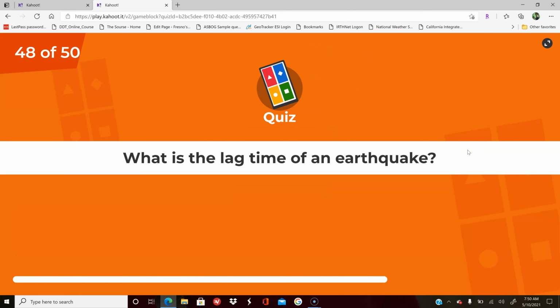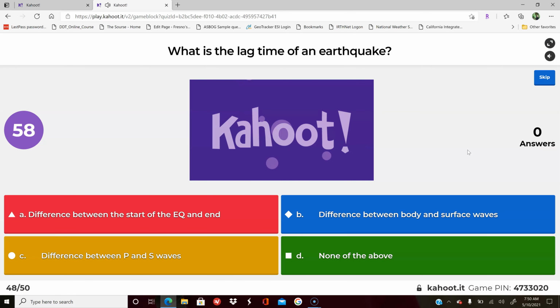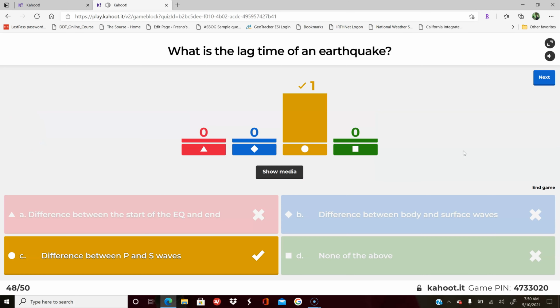What is the lag time of an earthquake? The difference between the start of the earthquake and the end, the difference between body and surface waves, the difference between P and S waves, or none of the above. That will be the difference between the P and the S waves.